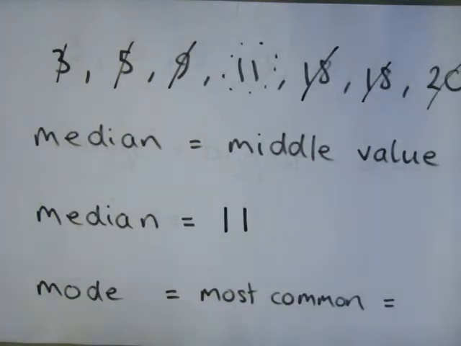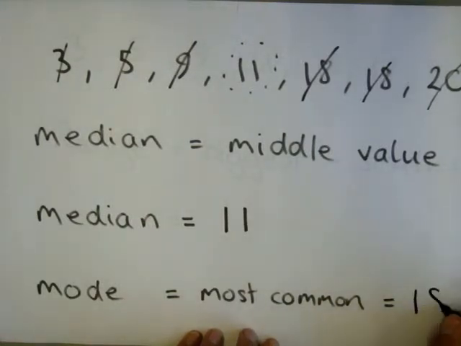Now the mode is the most common, so we're going to do that while we're here as well. It's the most frequent item in your list. It's not the biggest number. So I've got one 3, one 5, one 9, one 11, two number 18s and a 20. So the most common in this list is 18. It occurs twice, so my mode is 18.